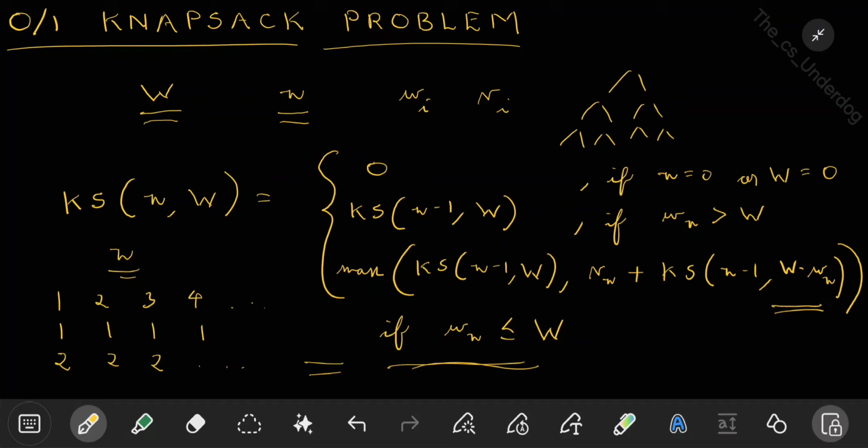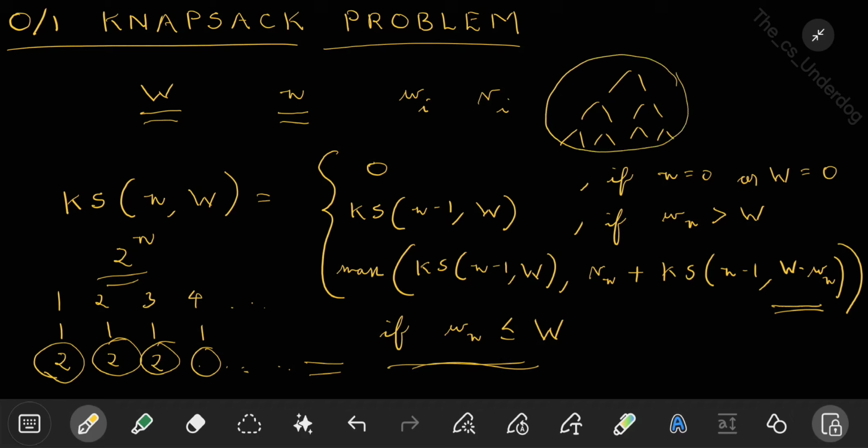What is the problem with this? 2 into 2 into 2 into 2, n times, which means the total number of ways is 2 power n. There are 2 power n choices, out of which you have to find which is the best choice. If you actually write the complete recurrence relation, that is this recursive solution, and you implement it, the problem is that it is going to go through all the 2 power n choices and your time complexity will be order of 2 power n. So order of 2 power n will be the time complexity of your recursive solution.